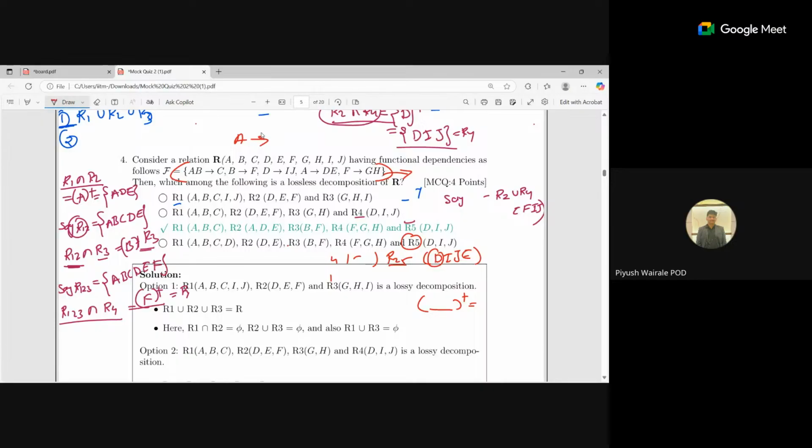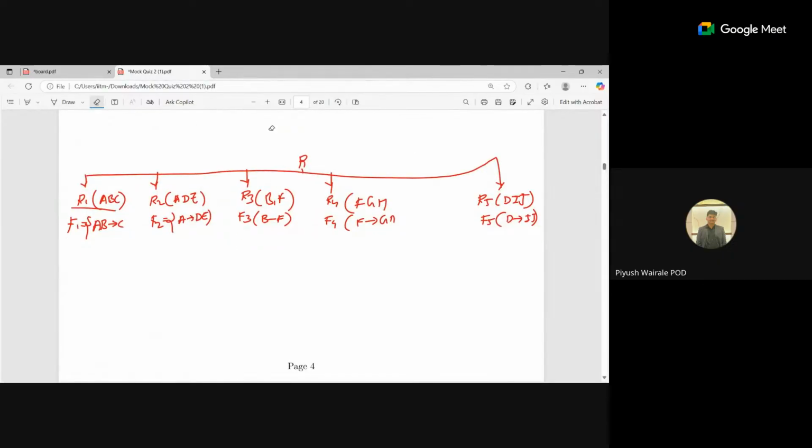B, F, G, H. Okay, so B determines H here. So we will add one functional dependency, like what we have done. Any question here? We have just written down the relation decomposition and its applicable functional dependencies from the parent set here. Any doubt here?